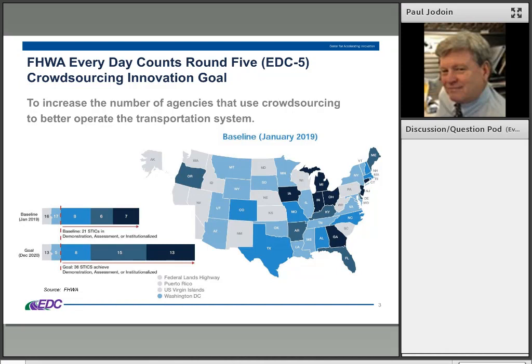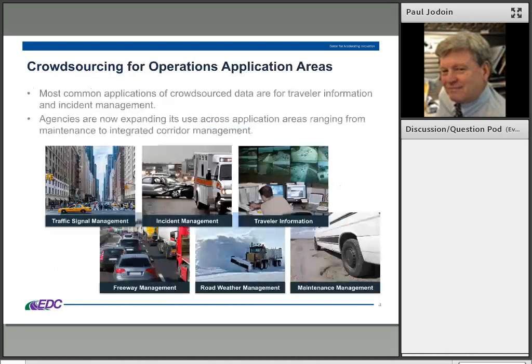regardless of where your state is, we would like to go to another level. So all these states signed up to improve, not just start the process, but wherever they're at, to get more sophisticated in the use of crowdsourcing. And we know that there's a lot of opportunities. Right now, the most common applications are listed below.